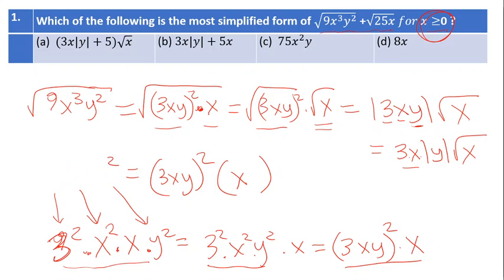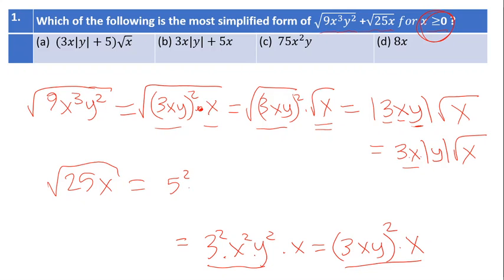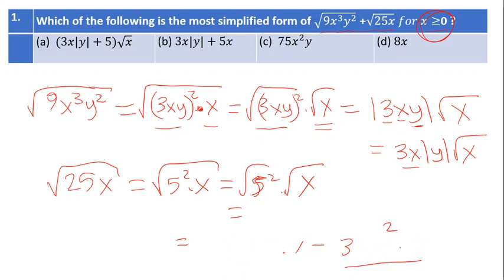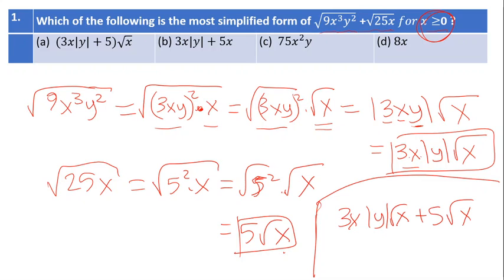And for the other, we have the same issue. 25 is equal to 5 squared, so square root of 25x, you can separate them, it's 5 squared times x. This will be the square root of 5 squared times the square root of x. This turns out to be 5 square root of x. Now we have this one, 5 square root of x, and we have the other one. Now let's put them together. When we put them together, the sum will be 3x, the absolute value of y, times square root of x plus 5 square root of x.